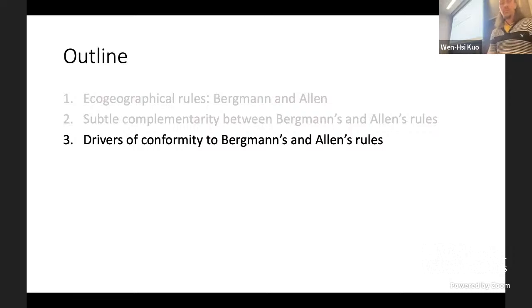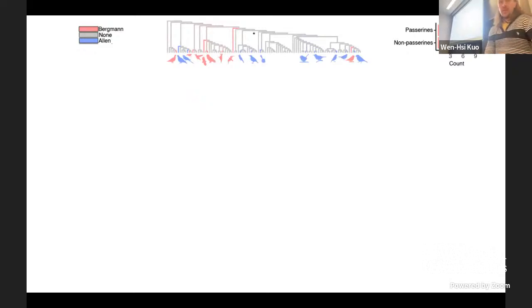And so that brings us to my third point, which is: what are the drivers of conformity to Bergmann's and Allen's rules? So first, we can just extract the family-level conformity and map it out across a cladogram, as shown here on the top. And we see that most of the Bergmann-conforming families, as depicted in red, lie to the left of this black asterisk. That is, most of them are non-passerine lineages, right? These are the older birds, stuff like pheasants, rails, hummingbirds, hawks, eagles, owls, falcons, woodpeckers.